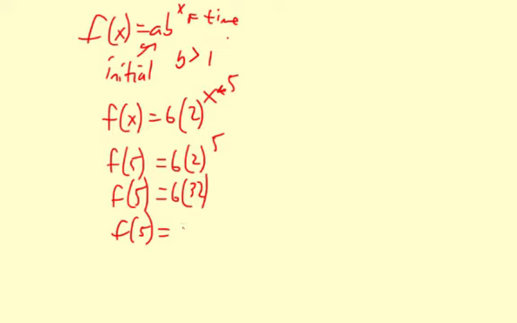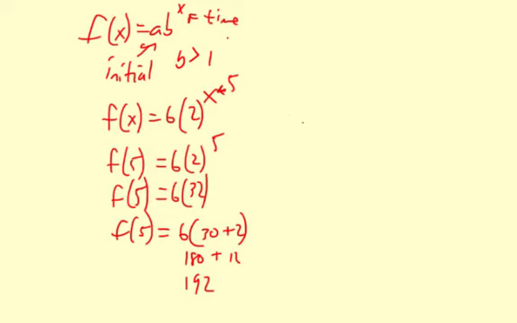So f of 5 is, I'm going to show you a mental math trick here. I'm going to do 6 times 30 plus 2, like that. 6 times 30 is 180. 6 times 2 is 12. Add them to get 192. So that's how many mice you would have in 5 months.